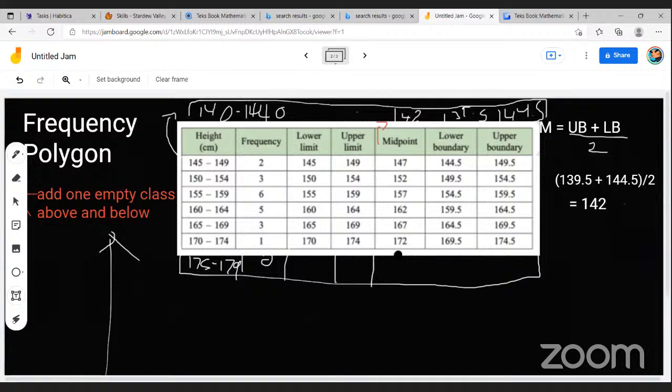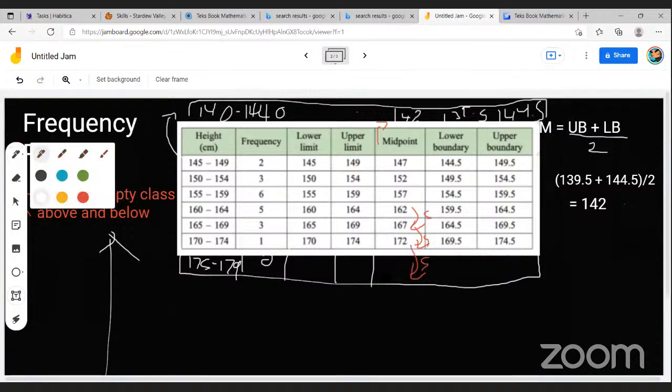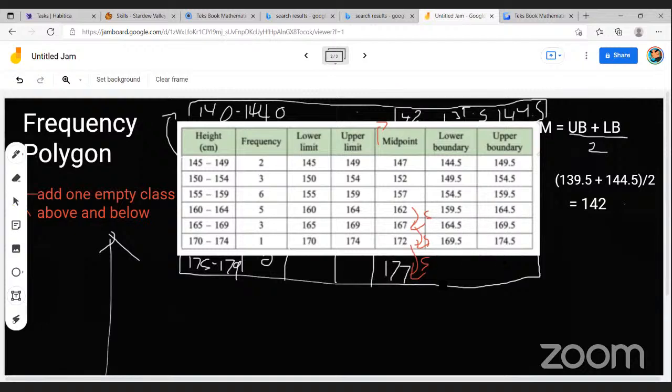And then your midpoint for this one, you can just cheat a bit. Your midpoint is just plus 5, and then for this one you get 177. Or you can just take lower boundary, upper boundary, and divide by 2. Either one.